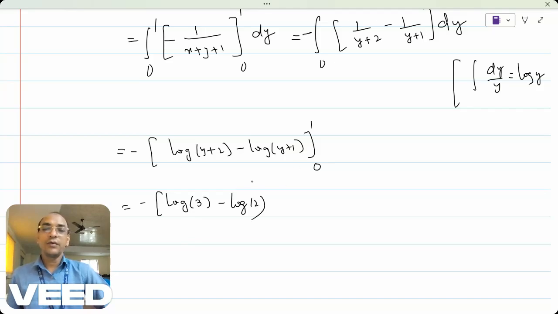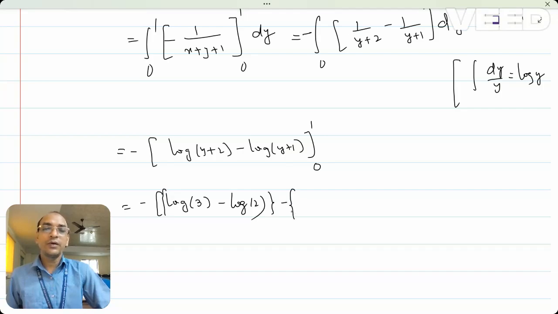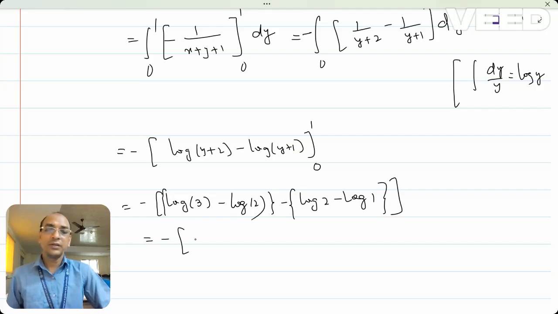Okay, and then if I put 0, here it will be the upper limit, then I will put the lower limit. So if I put y equal to 0, I will get log 2. And if I put here y equal to 0, I will get minus log 1. Upper limit minus lower limit. So minus, what I will have here is log of 3, and here minus log 2 minus log 2. So minus 2 log 2, and log 1 is 0.